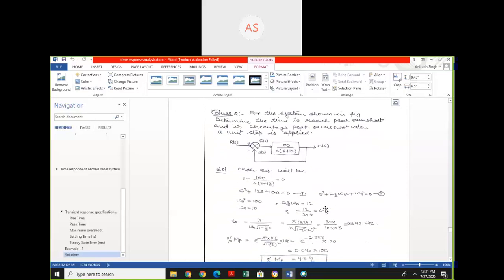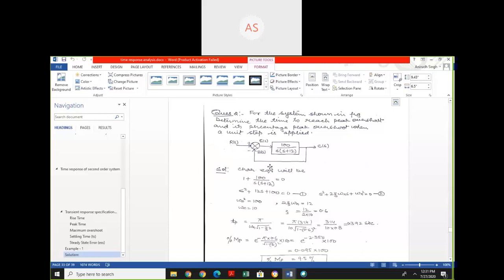For the system shown in the figure, determine the time to reach peak overshoot and its percentage peak overshoot when a unit step is applied. If a unit step is applied in this system, meaning R(s) is a unit step, then you have to find the value of percentage peak overshoot, Mp, and the time to reach peak overshoot, Tp. Peak time and percentage Mp we have to calculate.